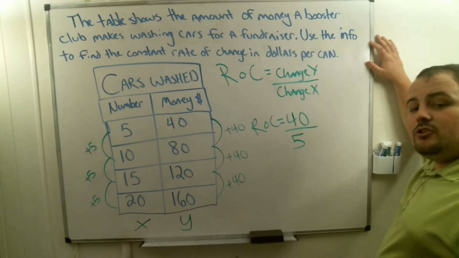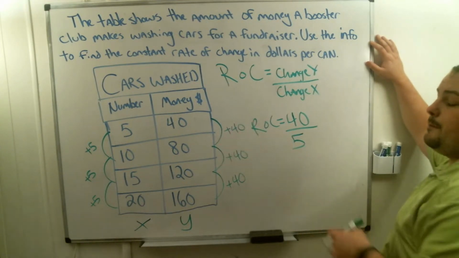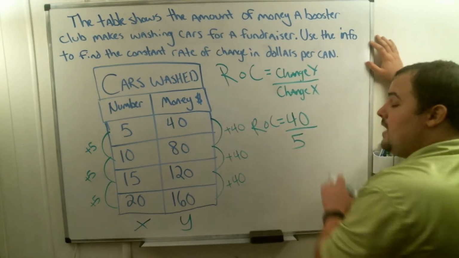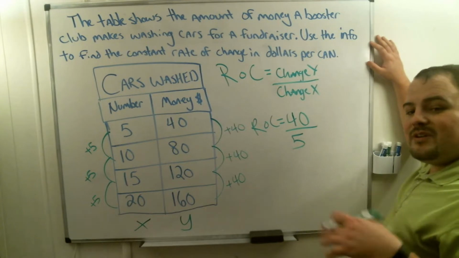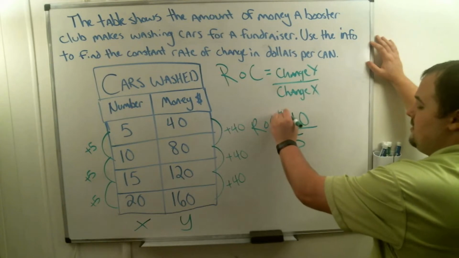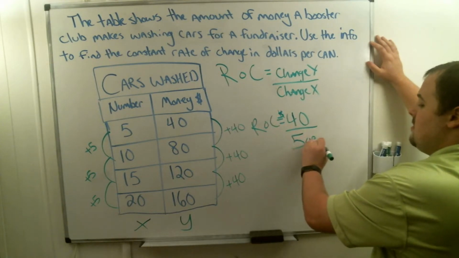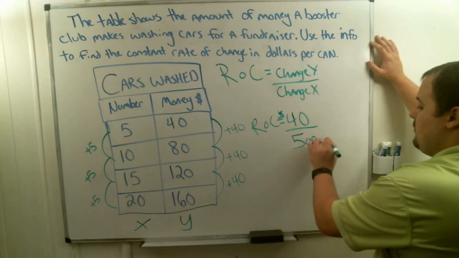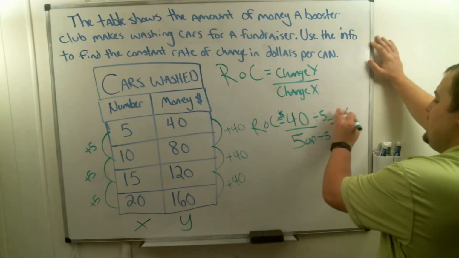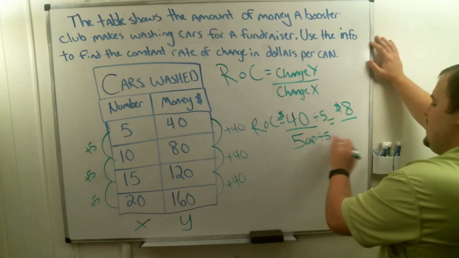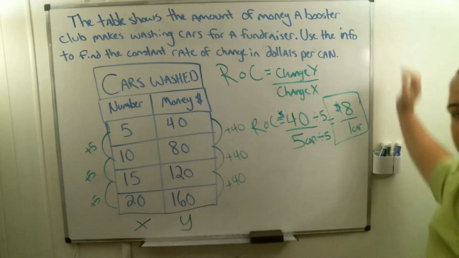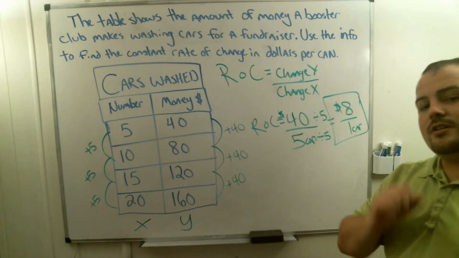If you want to change this to a unit rate to figure out how much money they're making per car, we know that they're going to make $40 for 5 cars. So our job would be to figure out how much they are making per car. Since we know that our rate of change is $40 for 5 cars, we could use what we learned in lesson 1, and divide by 5 on bottom, divide by 5 on top. 40 divided by 5 gives me 8, and 5 divided by 5 gives me 1. So in their car wash fundraiser, these students are actually making $8 per car.